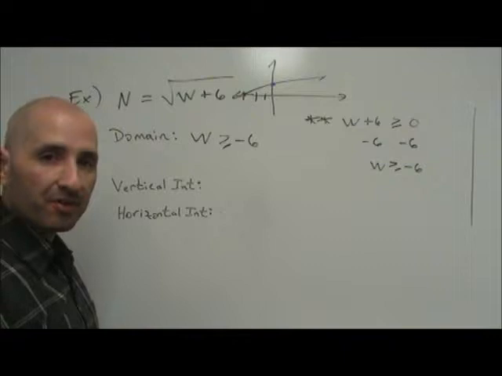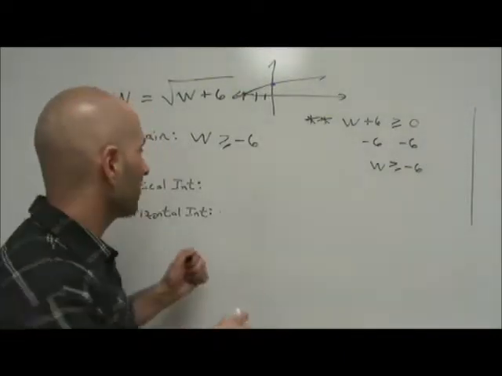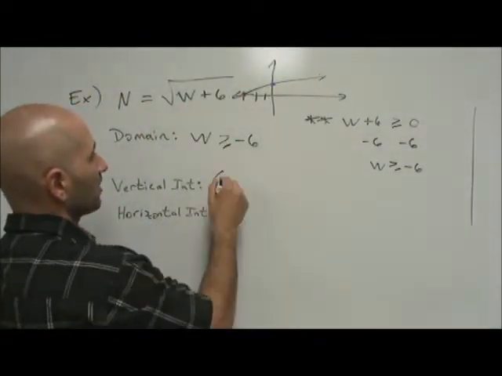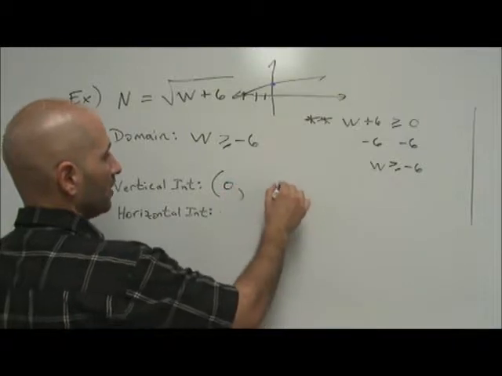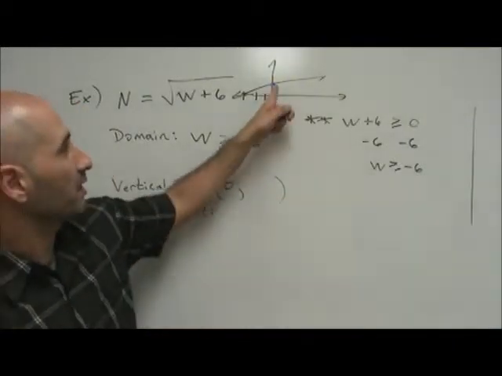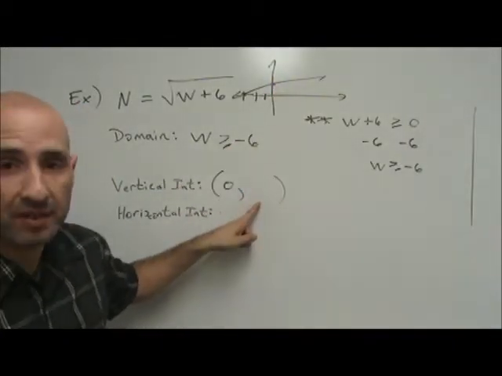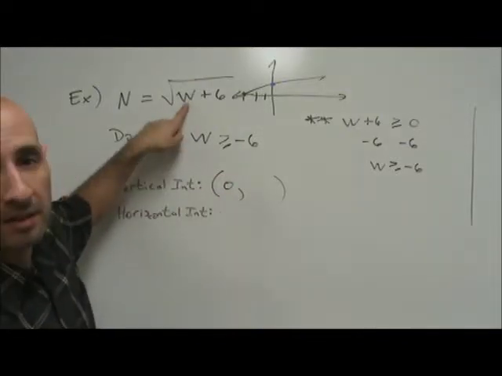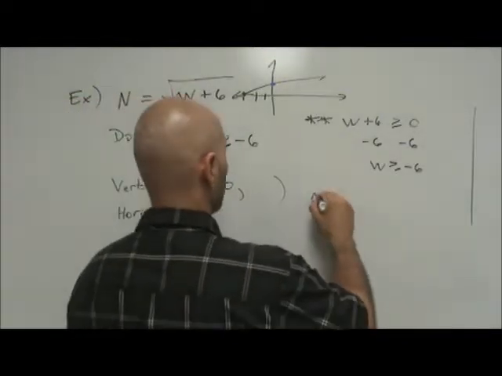All right, so let's go after the vertical intercept, where the graph crosses our vertical axis right there. That occurs when the input variable is 0. For us, that means when w is 0. And so 0 comma something are the coordinates of that point. Let's go after that something. So we'll replace w with 0.